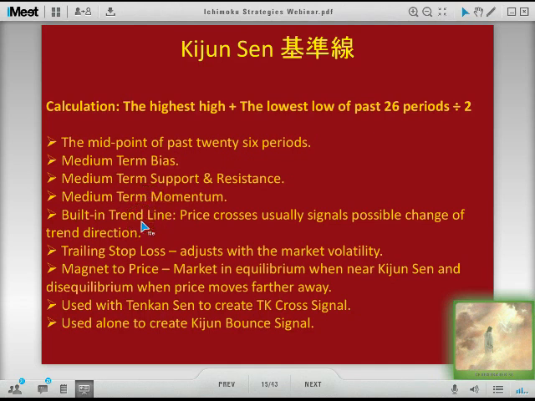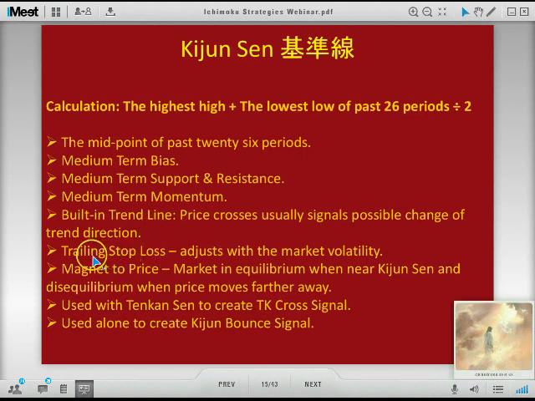It's a built-in trend line because usually when price crosses the Kijun-sen, you have a possible change of your trend direction. And now don't take this as always, but it's just like a trend line. A trend line is not always guaranteed either. So basically, when you see price cross that line, be aware that something could happen, that you could have a change of your direction.